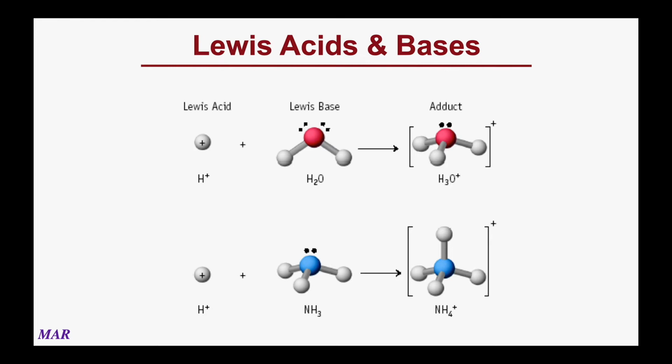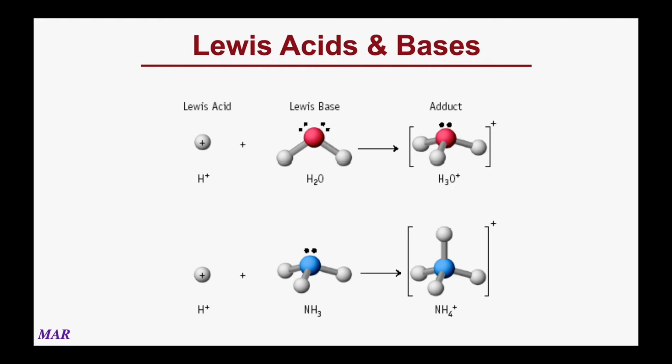Now, in Bronsted acids and Bronsted bases, the acids were hydrogen donors and the bases were hydrogen acceptors. In Lewis acids and bases, you have to have some kind of empty orbital where electrons can be accepted, and the bases will have lone pairs where electrons can be donated. And believe it or not, Bronsted acids and bases can be seen as a subset of the Lewis acid-base theory.